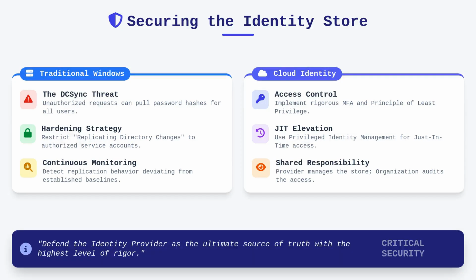If we treat the identity provider as the ultimate source of truth, we must defend it with the same, if not greater, rigor than our internal network boundaries. The complexity of these systems is significant, but their role in securing the enterprise is absolute.